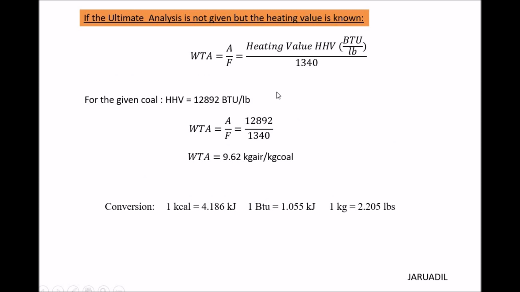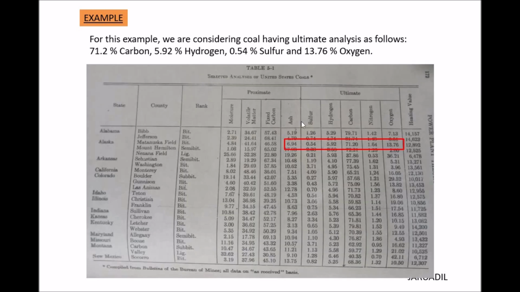But you can still compute for the weight of theoretical air using this formula. This is an estimation. Heating value in BTU per pound divided by 1340. So for the given coal, we got HHV is equal to 12,892 BTU per pound. So saan natin nakuha yan? So babalik tayo dito. Makikita nyo yan, 12,892 ito. So yan ang heating value. Okay?